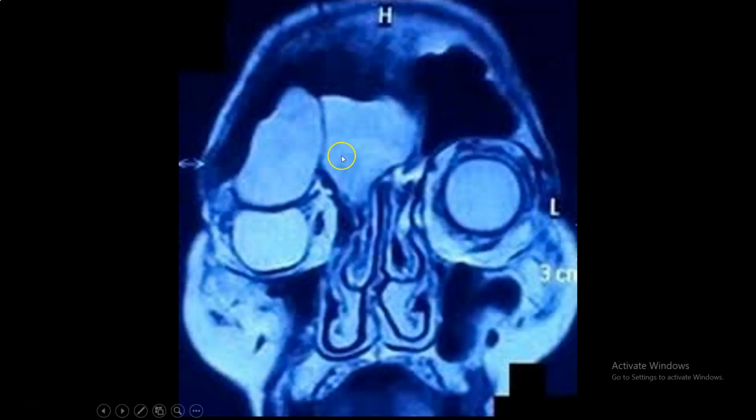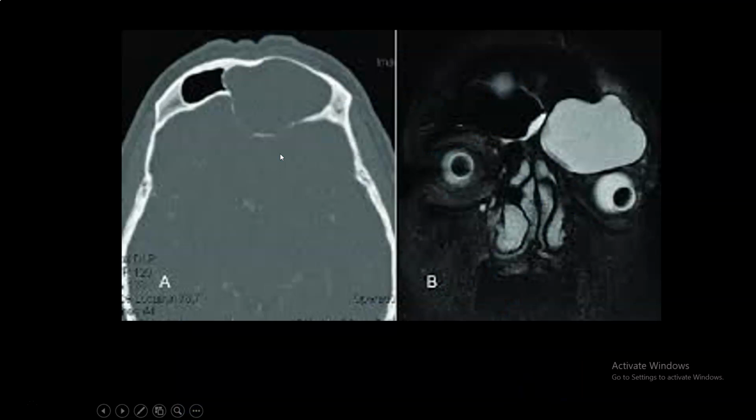Mucocele, very easy. It is frontal sinus, ethmoid sinus, obstruction of the sinus drainage, accumulation of mucus inside the sinus, expanding the sinus, compressing the orbit from above, displacing the globe downwards, as you see in this case. And here you see the left frontal sinus is expanded. You see the rim of the sinus, so it is the content of the sinus that is increasing in size, expanding, displacing the globe downwards and forwards, and this is the mucocele.